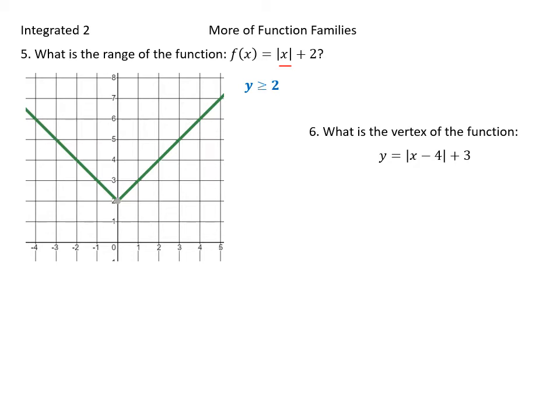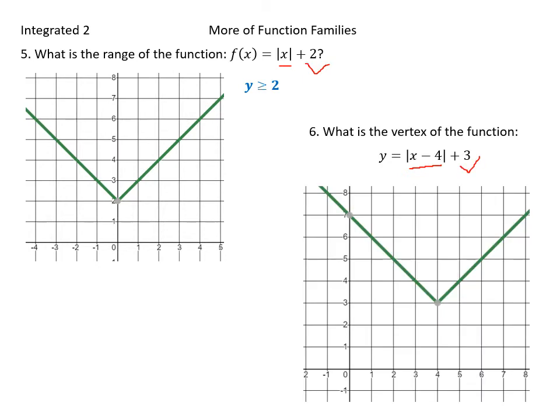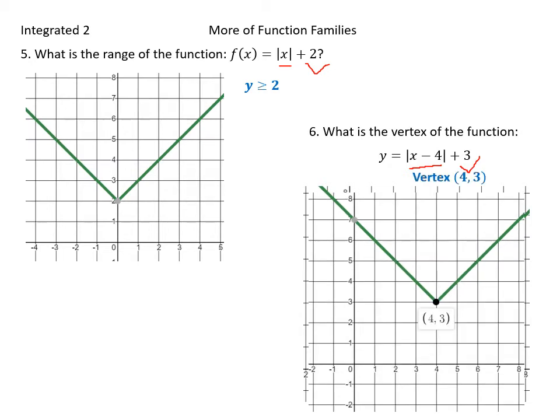So what do we have inside this function? We have x minus 4. That means the function shifts to the right 4 units. And then outside, that shifted it up 2 units, so this shifts it up 3 units. So if we look at the graph, right 4 up 3 is our vertex. That means our vertex is the point 4, 3.